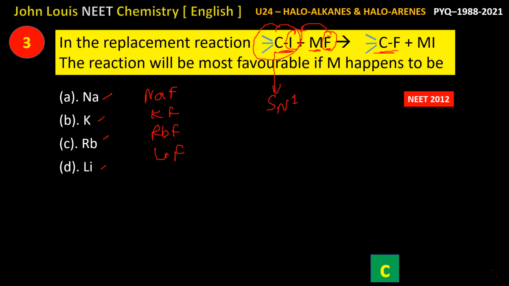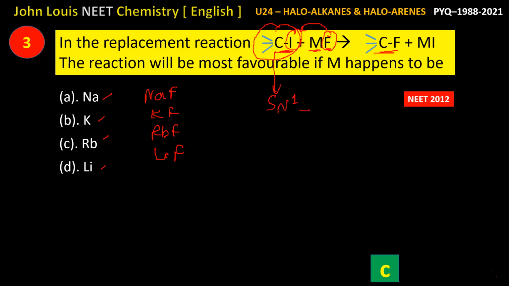This type of thing you would have learnt already. Tertiary halogen compounds will undergo SN1. Primary halogen compounds will undergo SN2. And secondary halogen compounds will undergo both SN1 and SN2 depending on the condition. What are those conditions? All those things you would have learnt. But here it's a tertiary halogen compound, therefore this will undergo SN1 type of reaction, that is unimolecular nucleophilic substitution reaction.